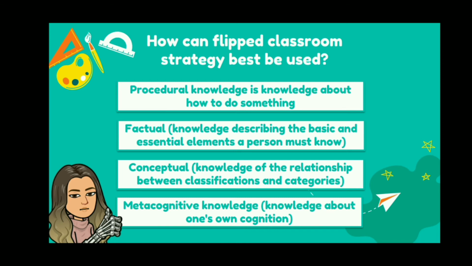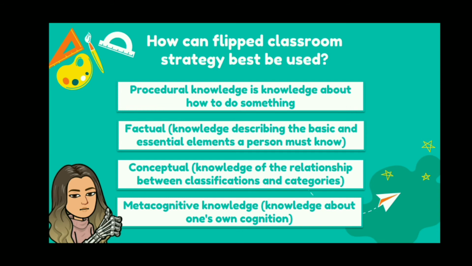One of the four general types of knowledge described in the revised Bloom's taxonomy is procedural knowledge. It is knowledge about how to do something. Therefore, a flipped classroom video lecture about how to solve a quadratic equation, in which an instructor describes and models how to solve this type of problem, would be a good use of the strategy. Complex procedural knowledge can also be taught utilizing the flipped classroom strategy.